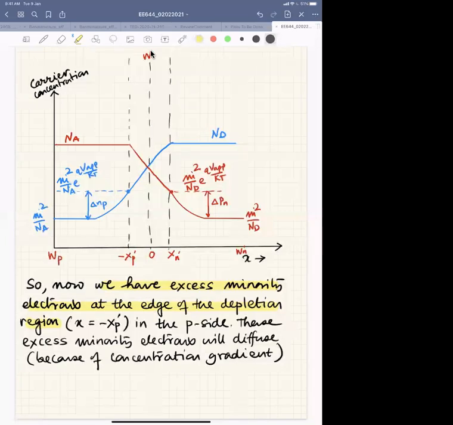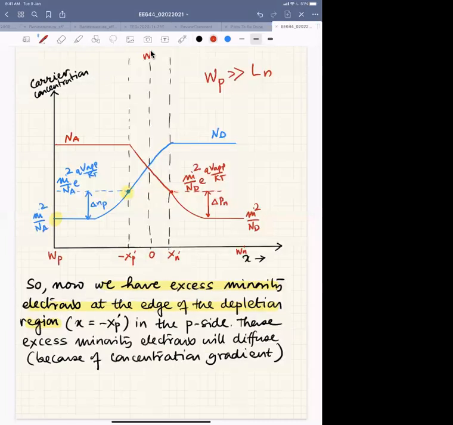So we have excess minority electrons at the edge of the depletion region, which is x equal to minus xp dash in the p side. These excess minority electrons will diffuse because there is a concentration gradient, as you can see away from the junction. Here, in the first case, we are assuming WP is much more than Ln. That means the minority carriers injected from N to P are recombining inside the P region. So your WP is more than Ln.